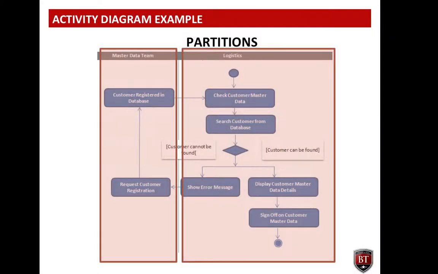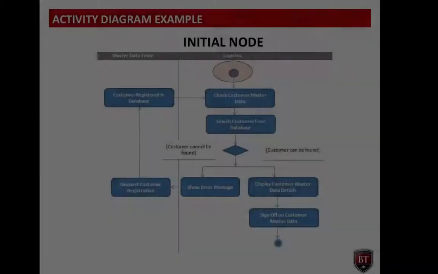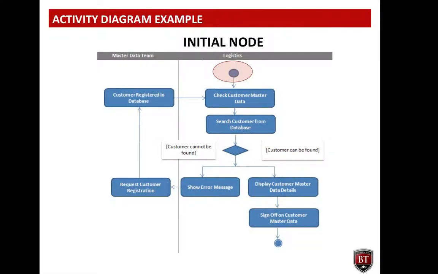The two areas divided by the gray line are called partitions. In UML, it is referred to as swim lanes. The point highlighted on the side is called initial node. This signs where the activity begins. There should be one per diagram.